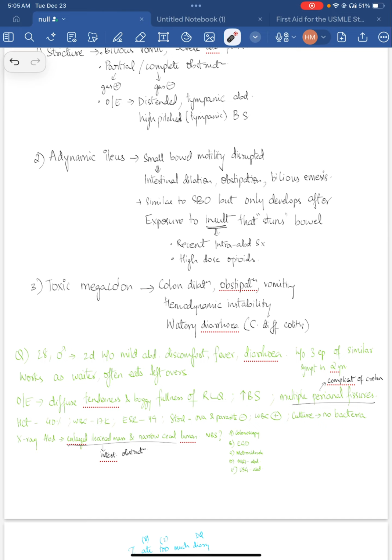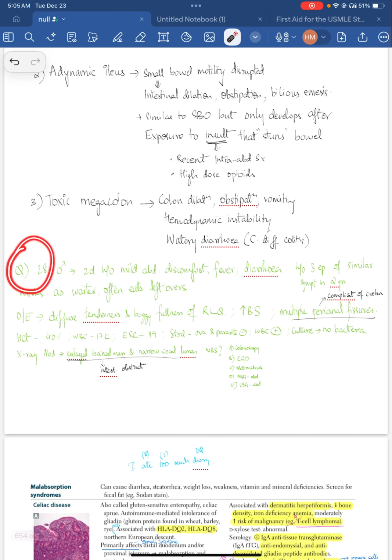Toxic megacolon, we just discussed that lead pipe rigidity is there, hemodynamic instability might happen, watery diarrhea. C. diff is one of the most important causes of toxic megacolon. Here, there's a question that describes a patient with IBD and a perianal fissure, a complication of Crohn's, we can say, and WBC counts are elevated, inflammatory markers are there, and intestinal obstruction is also there. They are pointing towards toxic megacolon and asking what is the next best step.